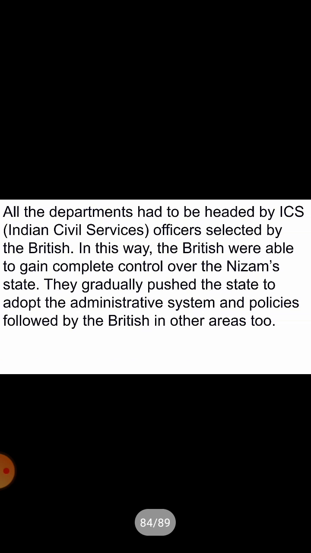All the departments had to be headed by ICS, Indian Civil Service officers, selected by the British. In this way, the British were able to gain complete control over the Nizam state. They gradually pushed the state to adopt the administrative system and policies followed by the British in other areas too.